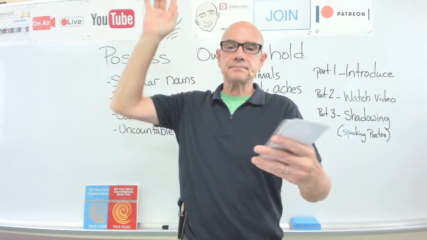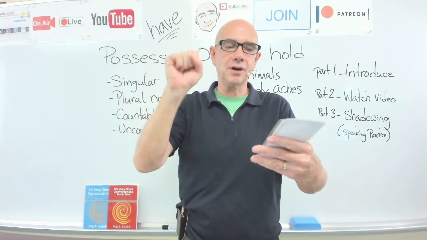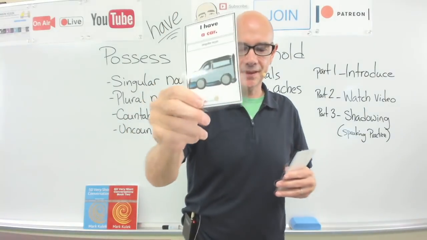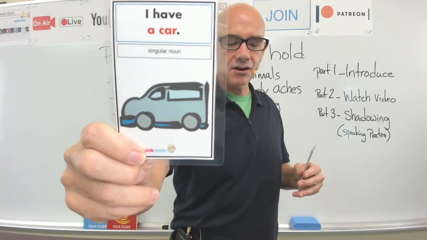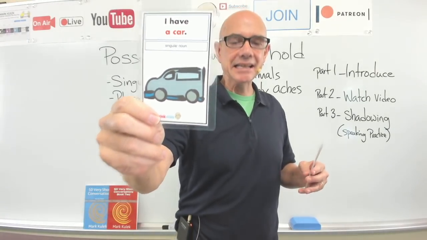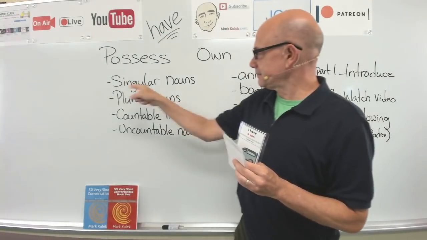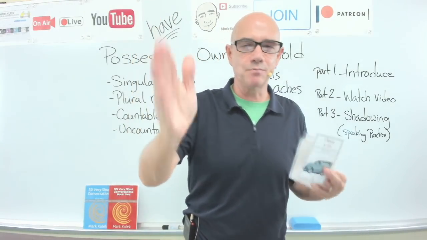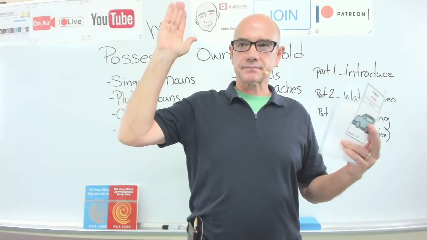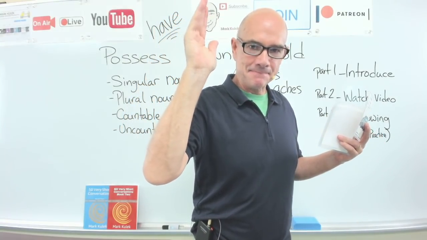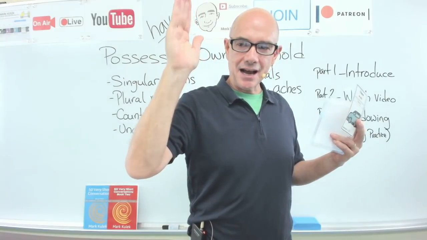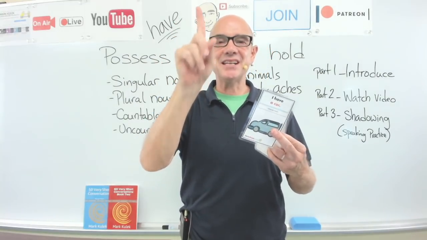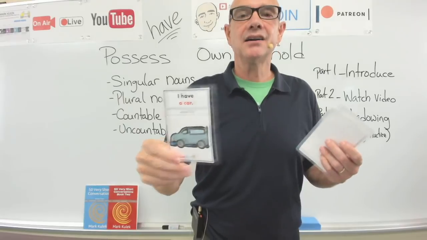Round two. Countdown. 5, 4, 3, 2, 1. I have a car. Okay, a car, a singular noun. Singular noun right here, right? I have a house. I have a skateboard. I have a bicycle. Okay, so singular nouns, one thing, right? So I have a car.